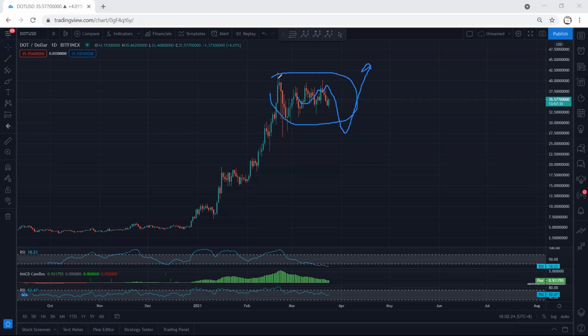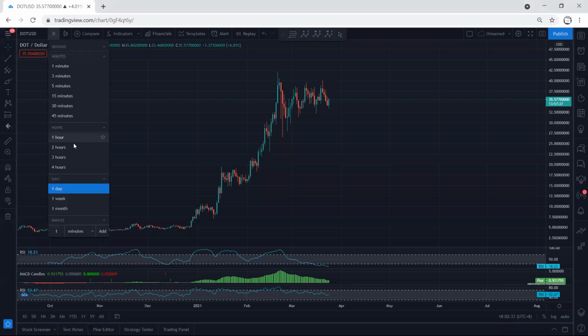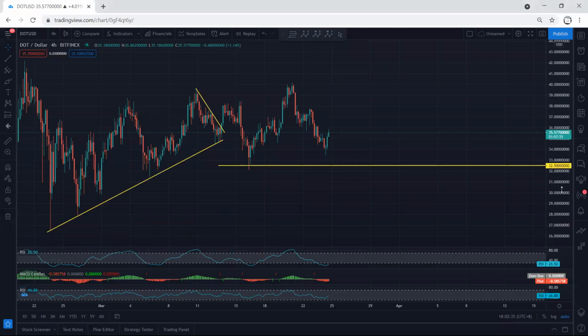That means maybe this one turns into a more complex correction. We need to be aware of that, but mostly we expect the price to continue and break the top, either with a sharp move or as a correction. In this case, we move to the 4 hour chart.